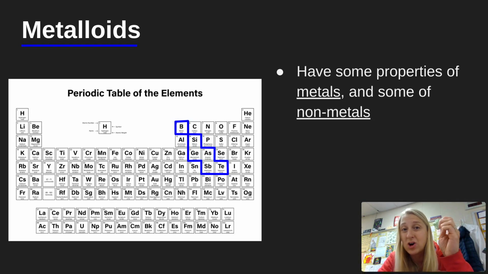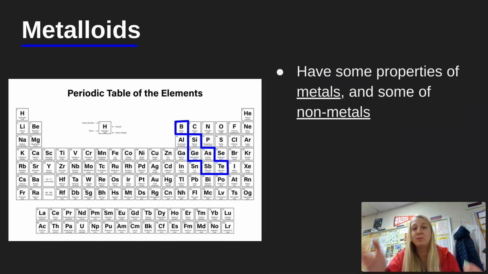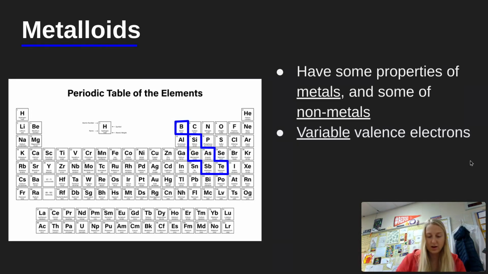So that's where silicon is a metalloid, because it has some properties like metals, but other properties of non-metals. Some of its properties are not like metals. So it's kind of halfway between metals and non-metals. And also, metalloids have varying numbers of valence electrons.